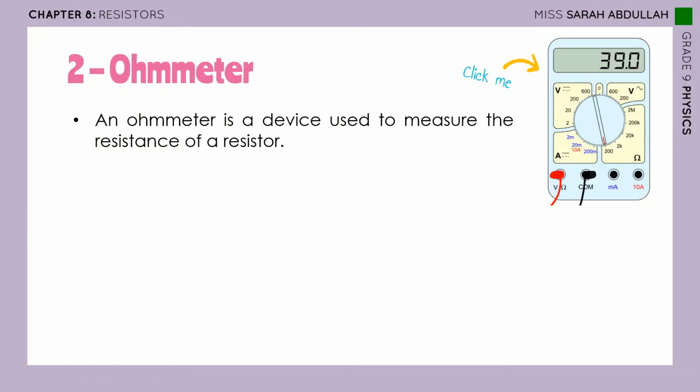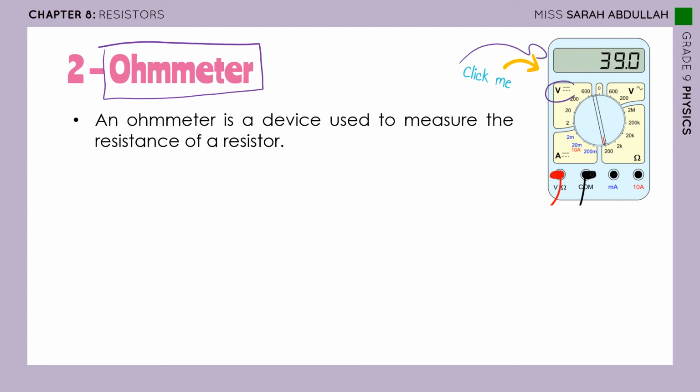Okay, so a resistor is characterized by its resistance. How can I measure this resistance? I know that a voltmeter measures the voltage, an ammeter measures the current, and now we will know that an ohmmeter measures the resistance. So it is the same multimeter.